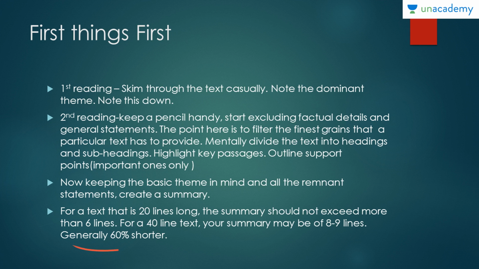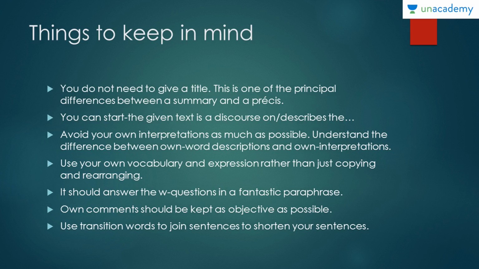Generally, all the standard books say that a summary should be 60% shorter. But for the convenience of the viewers who are doing it for the first time, I'll say that for a 20 lines long text, you can write a summary of about 6 lines. Now if it is a 40 line text, the summary may be 8 or 9 lines, but not more than that. So keep this in mind. These are the basic things to keep in mind while writing a summary.